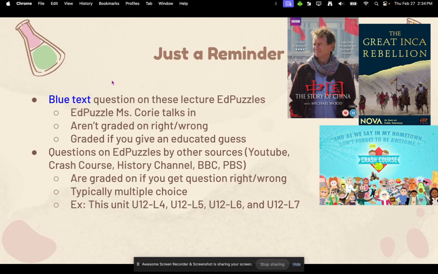So just a reminder, blue text questions in lecture puzzles, like the ones I make, I usually don't grade them if you get the question right or wrong. As long as you're taking an educated guess, that's what I kind of grade it on. Now, the questions on Edpuzzles by other sources, like YouTube, like with Crash Course later this week, or the History Channel, or we watched The Story of China with Michael Wood in the last unit, or the Great Inca Rebellion in Unit 10, those are the ones that I'll be grading you on what questions you get right or wrong.